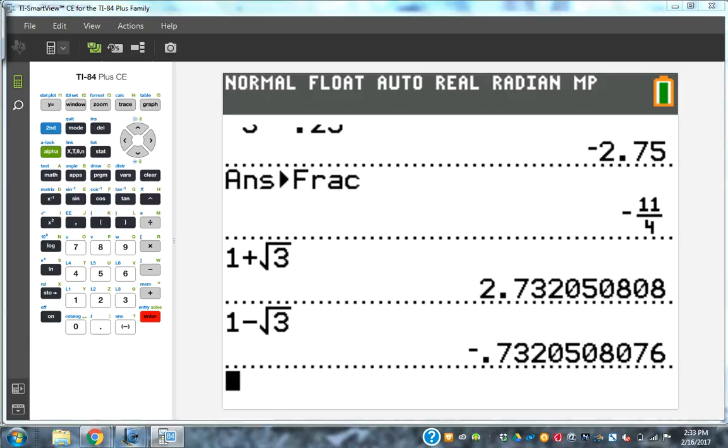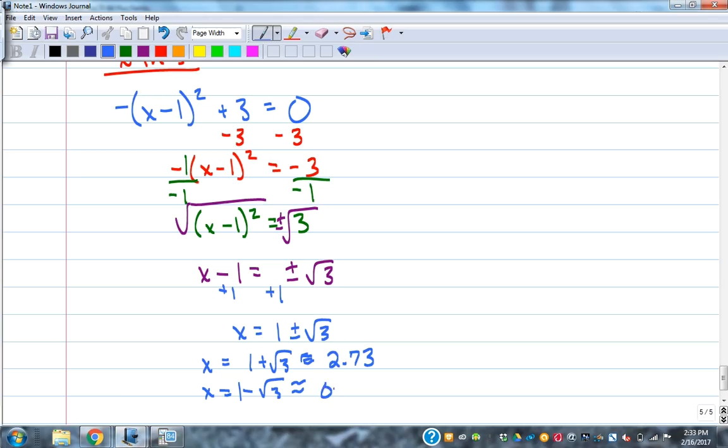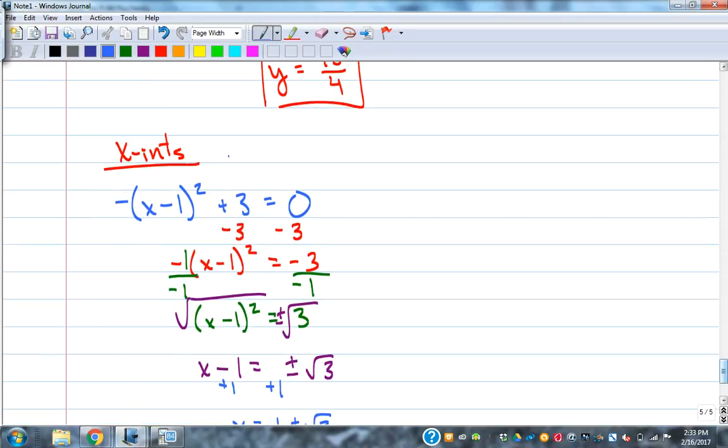Negative 0.73. So my x-intercepts are at 2.730 and negative 0.730. What about a y-intercept?